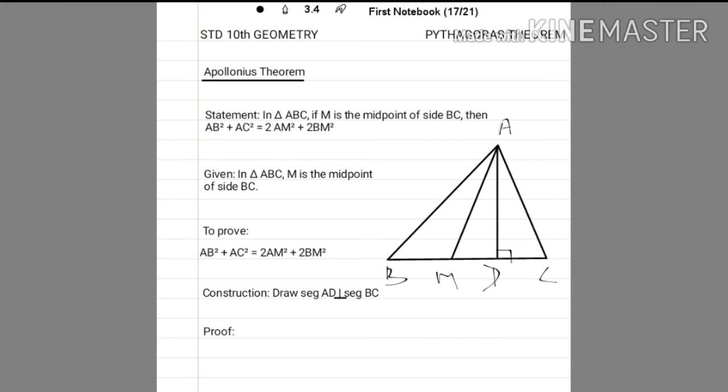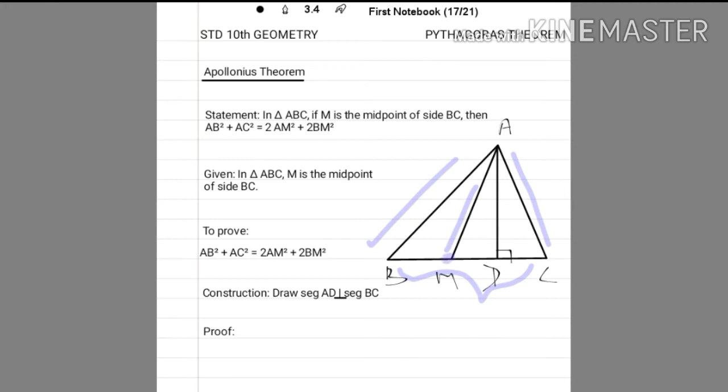Okay, now let's see what is the statement of the theorem. In triangle ABC, if M is the midpoint of side BC, then AB square plus AC square is equal to 2AM square plus 2BM square. Now what we have to prove is that the left hand side square plus the right hand side square is equal to 2 times the median square plus 2 times half of the base square, right?